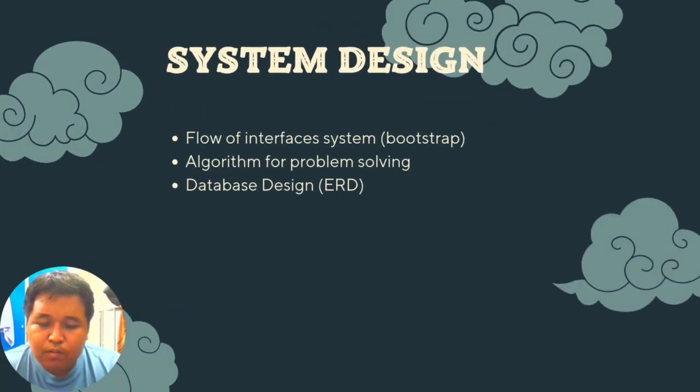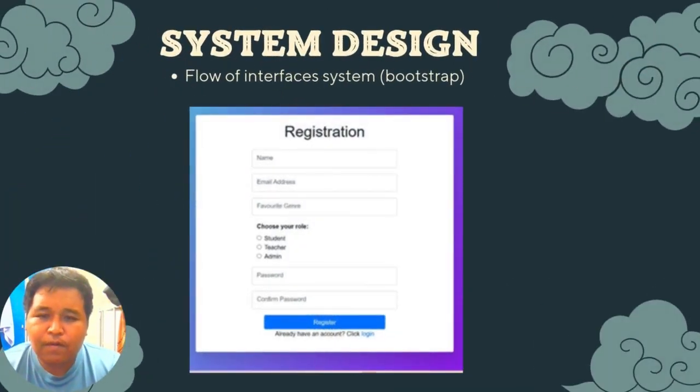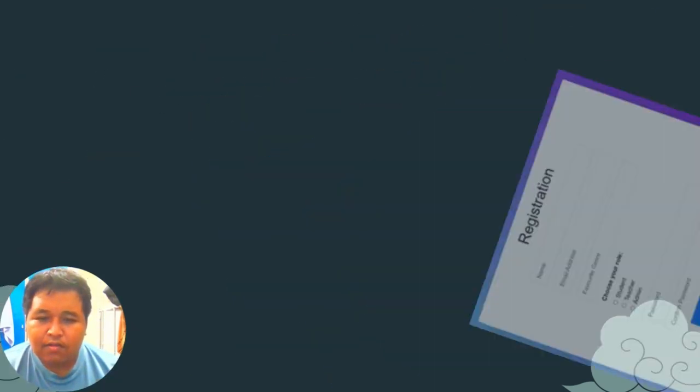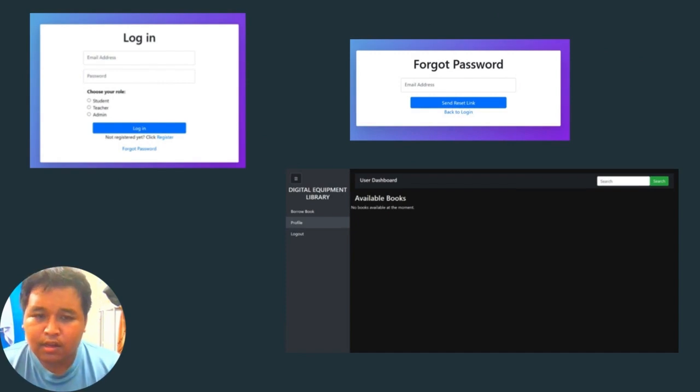Okay, now I would like to present our system design, which has three points to point out: flow of interfaces system bootstrap, algorithm for problem solving, and database design (ERD). For the first, flow of interface system bootstrap, we have registration. This is our interface for registration. Next is login, then forgot password. After that, if the user selects student or teacher, it will pop up the user dashboard.